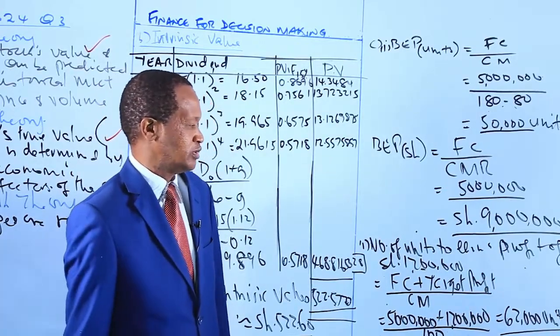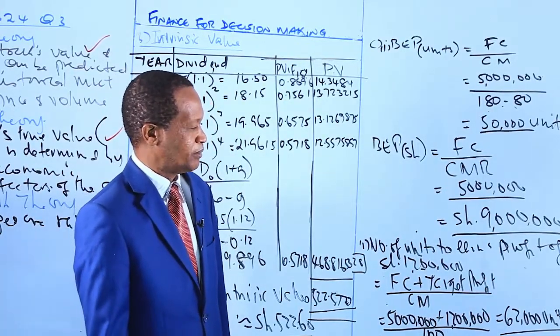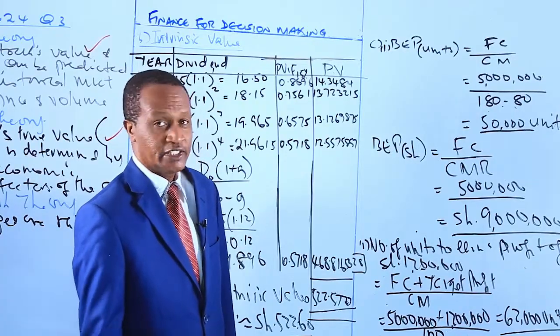So it's possible to calculate the number of units at a given target profit.